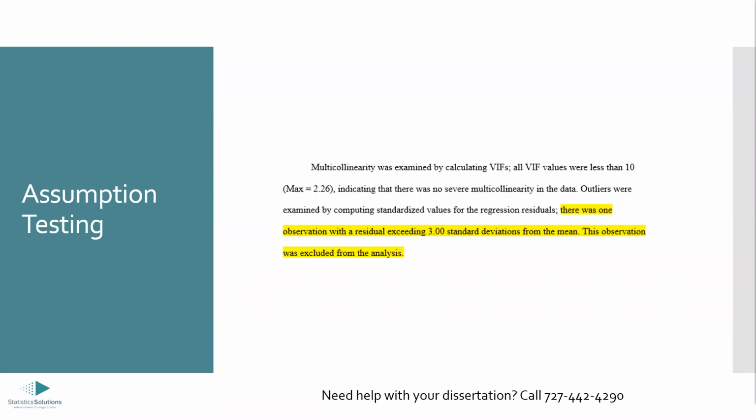Now, here's an example again of presenting narratively the results of some assumptions testing. And here we have an example where one of our assumptions was violated. If we see in our highlighted portion here, we checked for outliers and we state that we did have an observation in our data that was considered an outlier. So we need to state how we're going to deal with that outlier. And in this case, we just state that we excluded that outlier from the analysis.